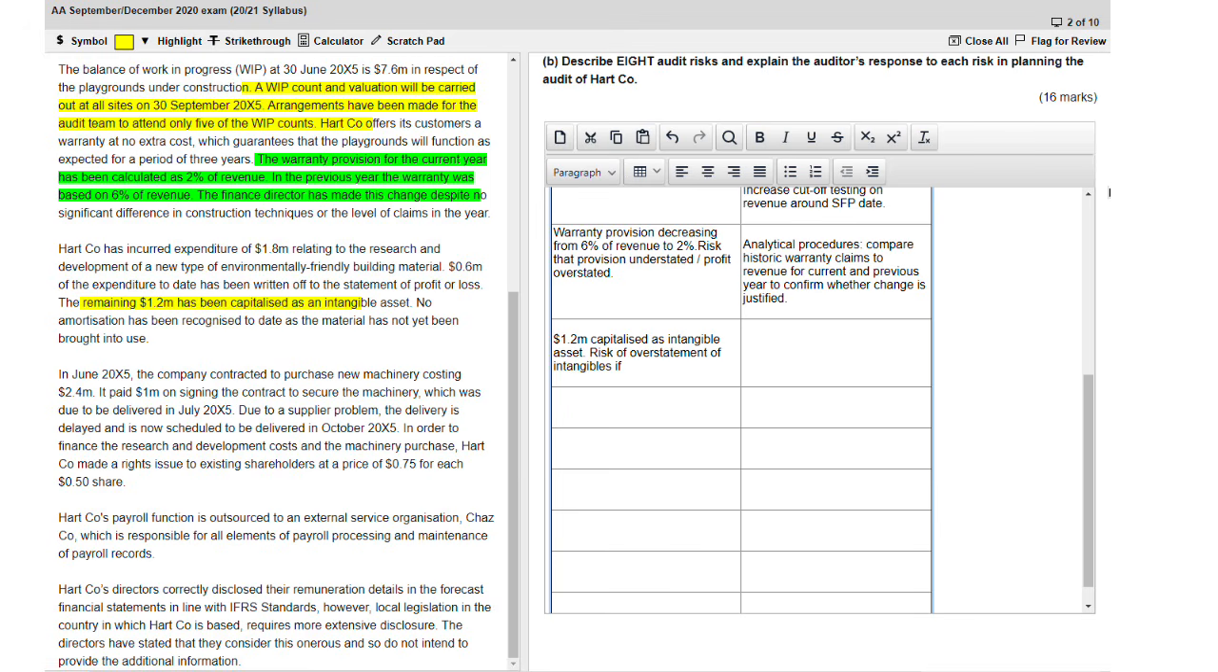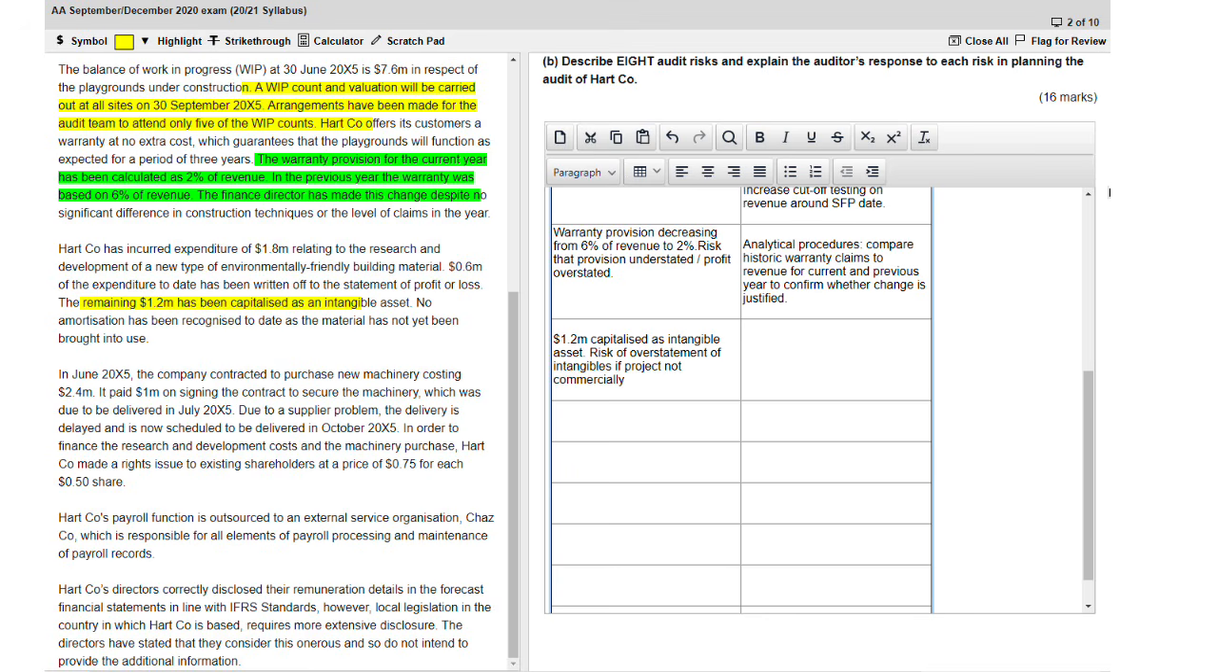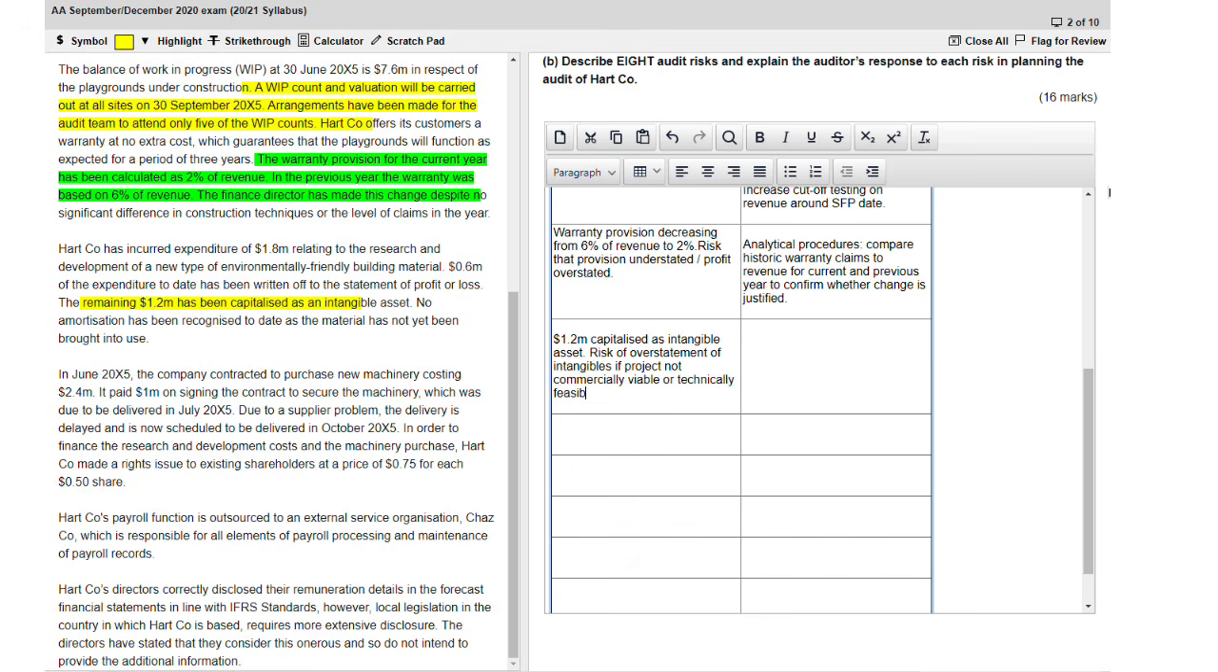And again, some people write, well, if this complex rule has not been met with. If a student writes that, I tend to assume it means the student doesn't know what the complex rule is. So I think you're safer to say, be a bit more specific. Let's just have a look. This is in respect of a new building material. So you could use words like, if the project is not commercially viable. Another word you could use is or technically feasible.